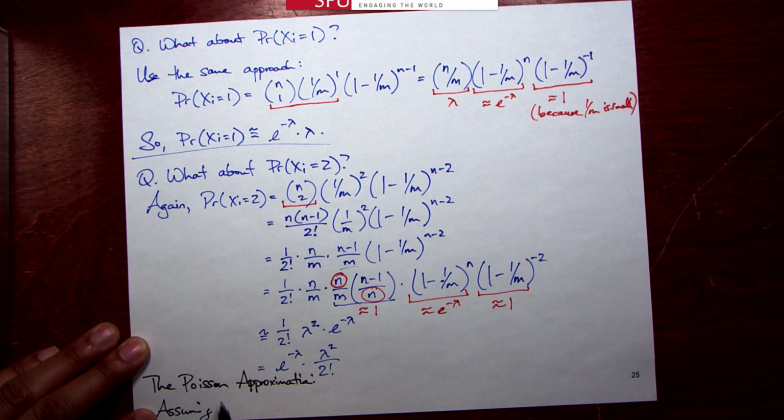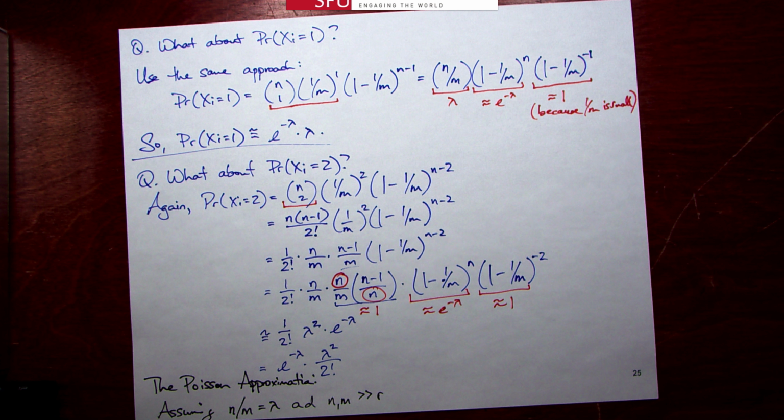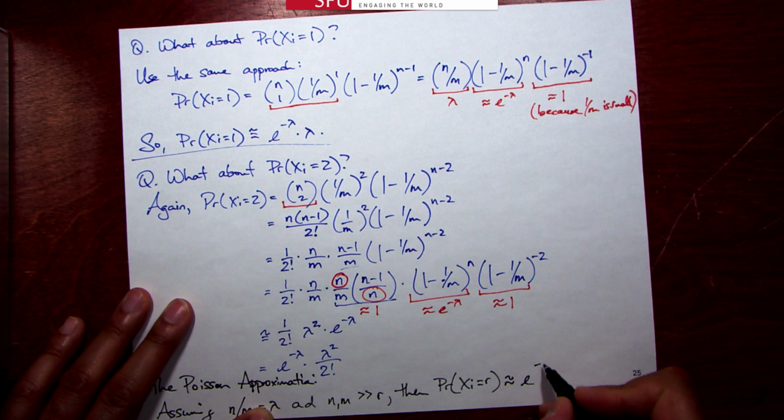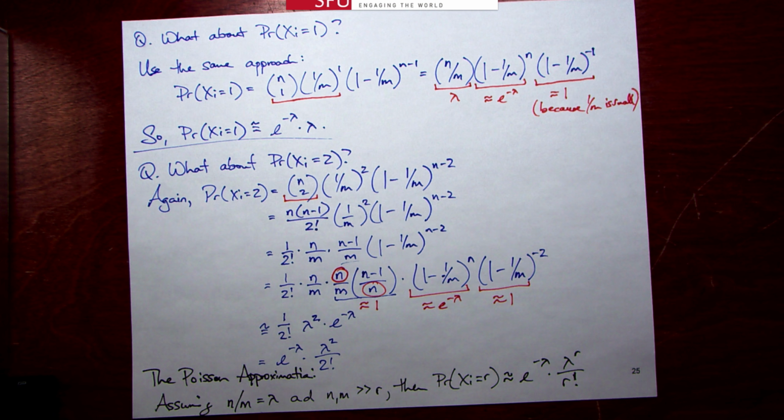So assuming n over m equals lambda, and n and m are much bigger than r, being how many balls you're looking to put in the bin, then the probability that x sub i is equal to r is pretty close to e to the minus lambda, lambda to the r divided by r factorial. It certainly fits the model that we did for 3 iterations. At this point, they say, we're just going to define the Poisson distribution by this PDF, and then go from there.